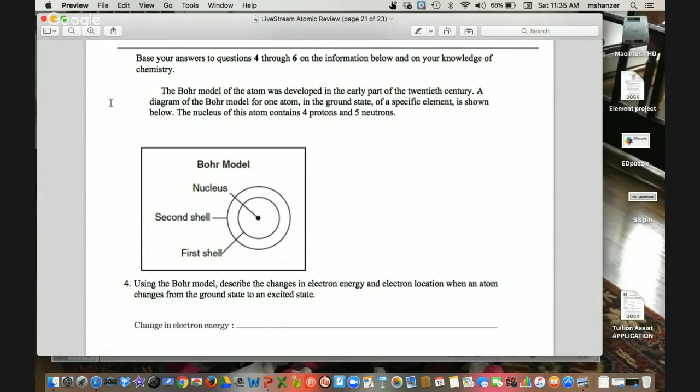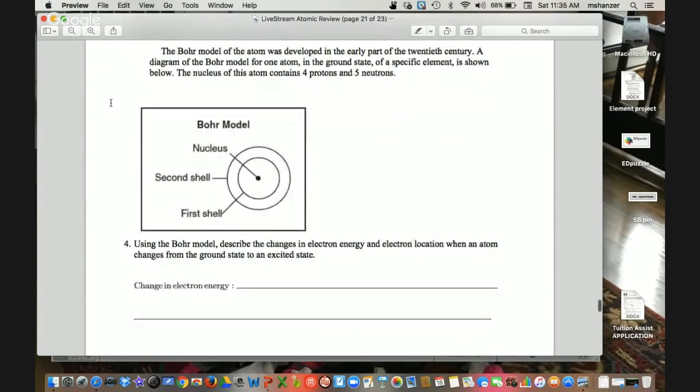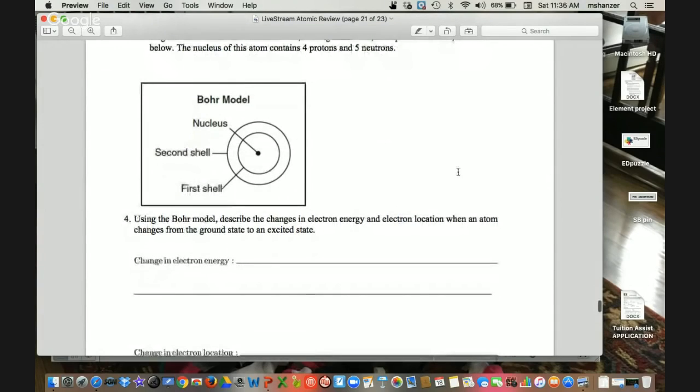paragraph like this. So it says the Bohr model of the atom was developed in the early part of the 20th century. A diagram of the Bohr model for one atom in the ground state of a specific element is shown below. The nucleus of this atom contains 4 protons and 5 neutrons. So it says, using the Bohr model, describe the changes in electron energy and electron location when an atom changes from the ground state to the excited state. So now we're looking at the ground and excited state question.